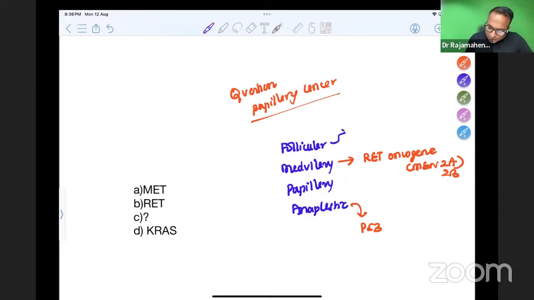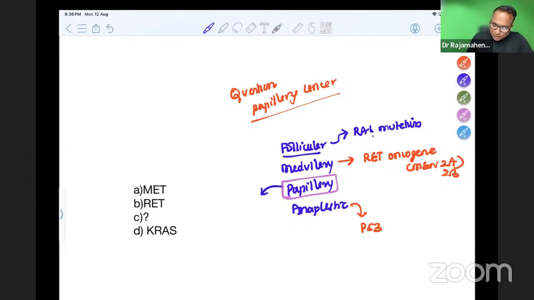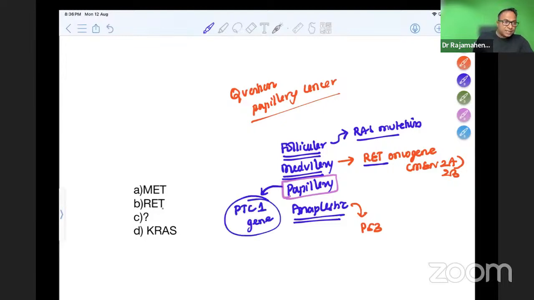Follicular cancer can have RAS mutation. I want you to know the correct choices, whether they have given them or not. Papillary cancer is the one having some other mutation. You have to know: follicular cancer, RAS mutation; medullary cancer, RET oncogene; anaplastic cancer, P53 mutation. For papillary cancer, there is a new type of mutation like the PTC1 gene, mentioned in the new Bailey. I don't know whether they have that choice or not.